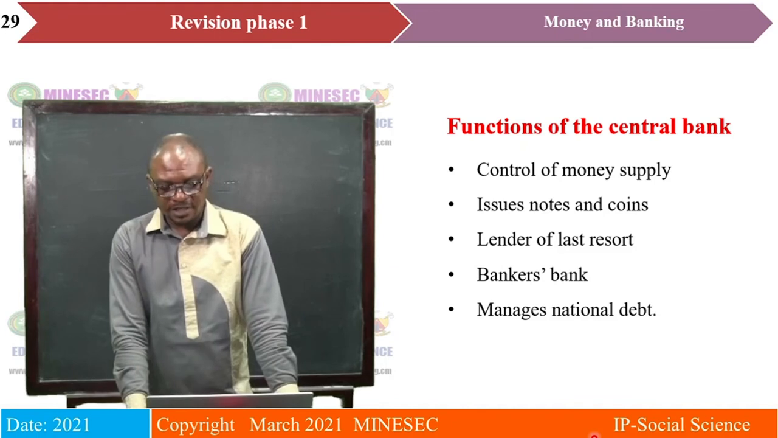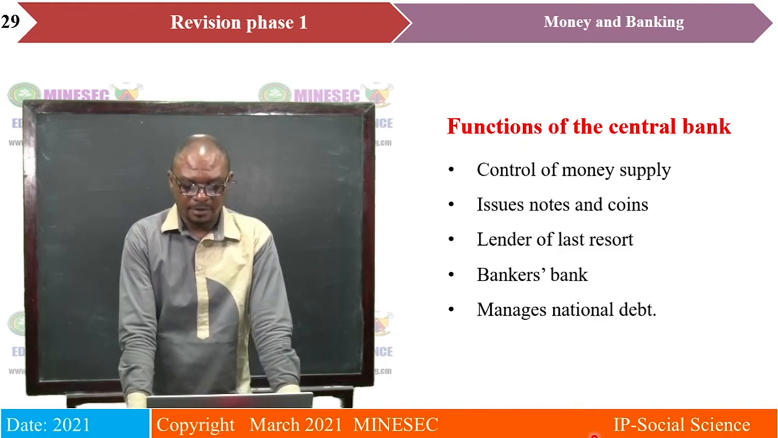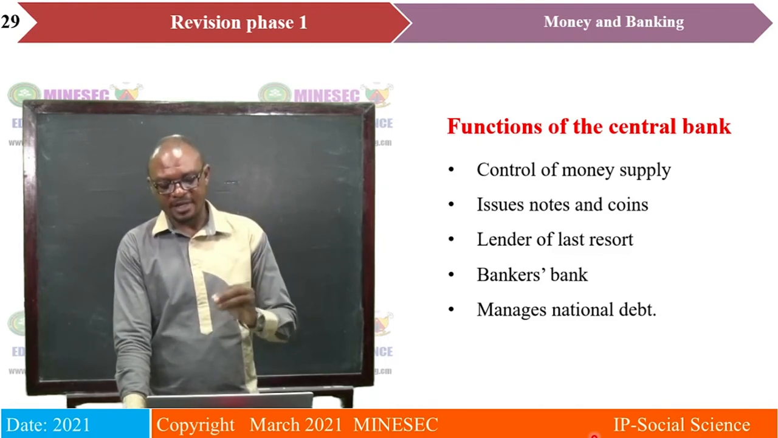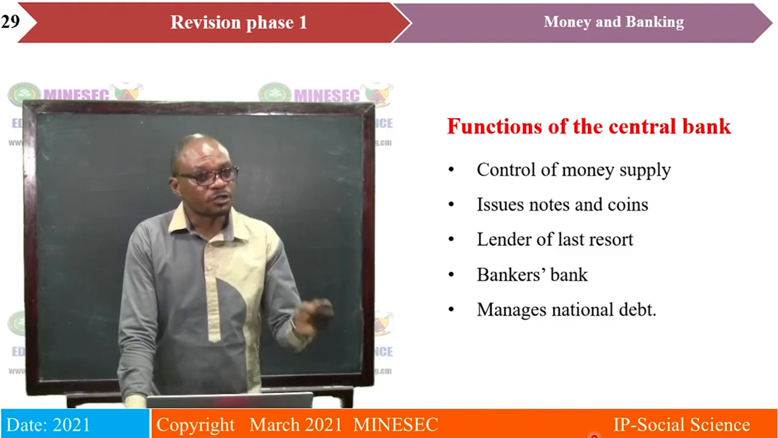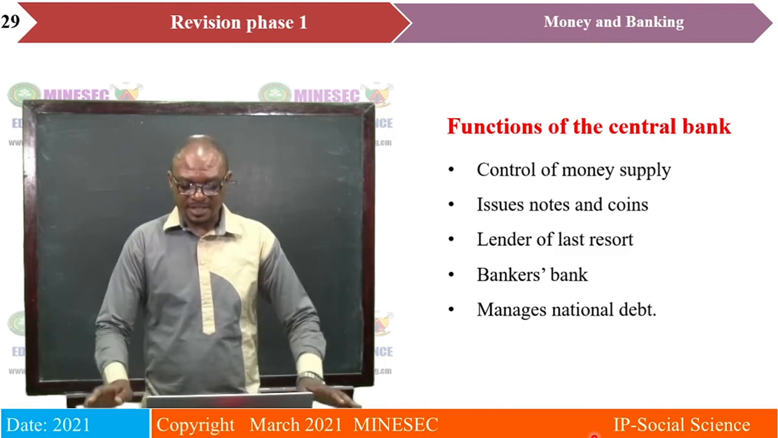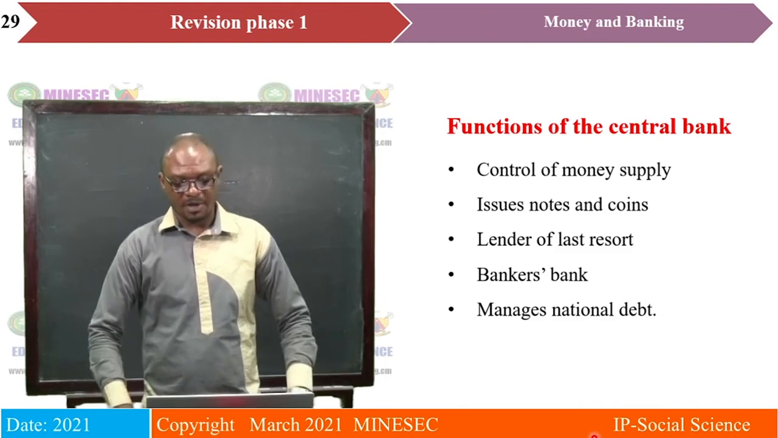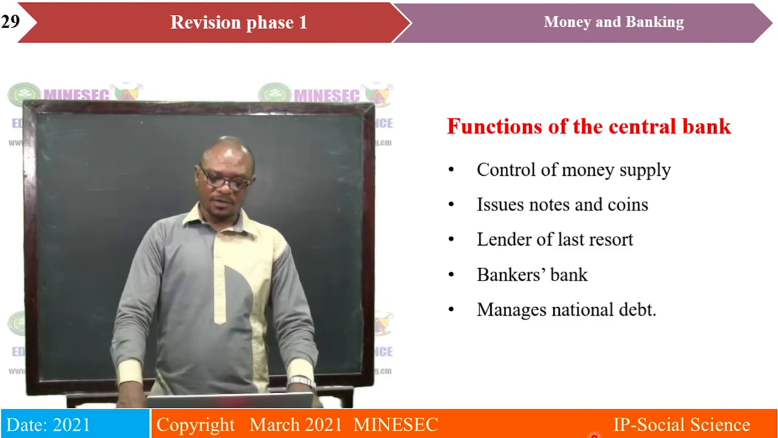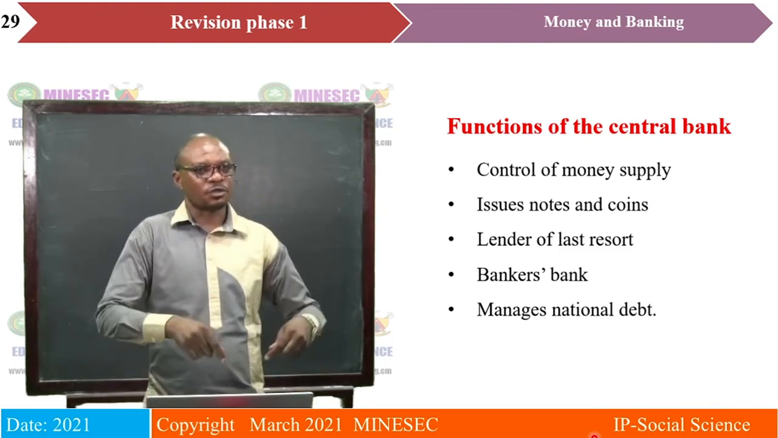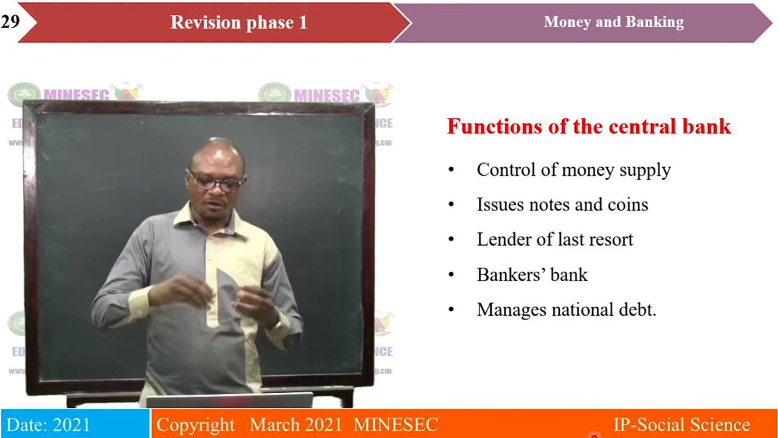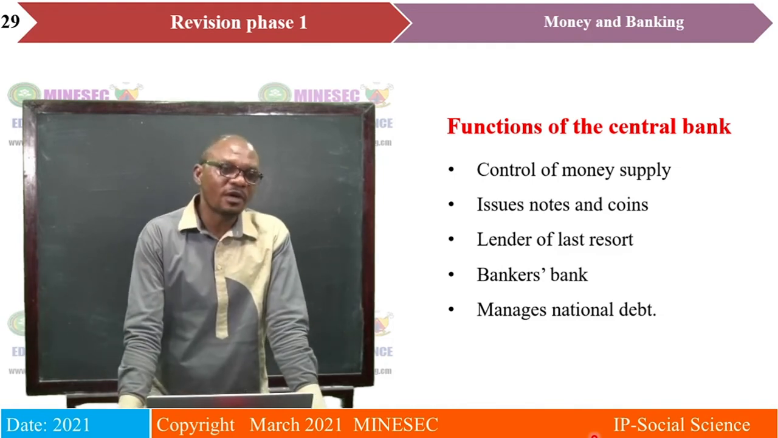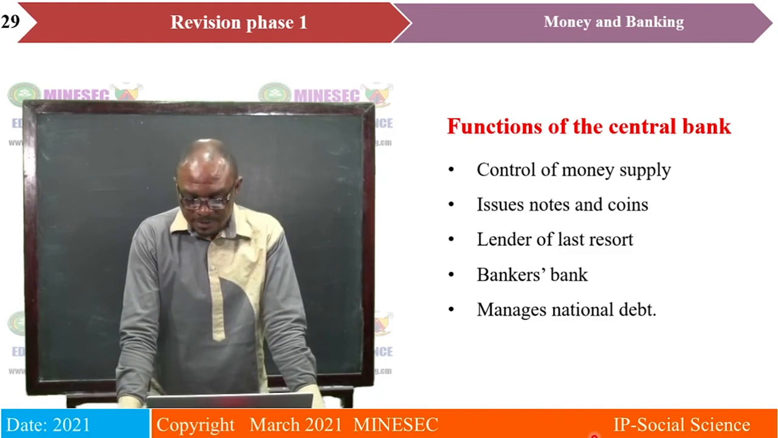The functions of the central bank. First, it controls the supply of money in the economy. And the control of the supply of money is technically known as monetary policy. So the central bank is that institution that controls the supply of money. That is the main function. Secondly, it issues notes and coins. That means that the central bank has the function of printing bank notes, of minting coins that circulate in the economy. No other institution has that responsibility except the central bank.